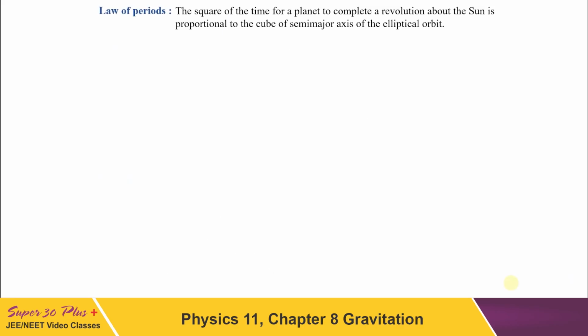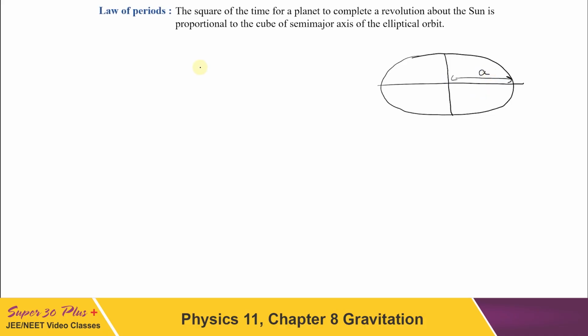The third law is the law of periods. It states that the square of the time for a planet to complete a revolution about the Sun is proportional to the cube of the semi-major axis of the elliptical orbit. This is talking about the semi-major axis. Now, let us see what this semi-major axis is. Just now I explained it. This one is called the semi-major axis. I wrote it with the symbol A.